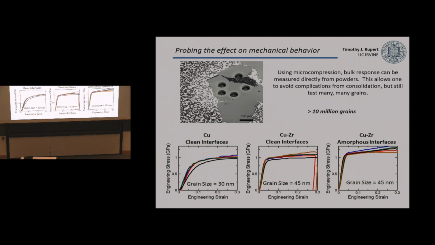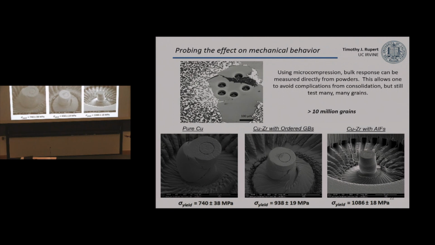What I want to show you to finish off this story is we wanted to prove that this was actually a beneficial feature. So the way we did this is we tested directly on the powder. We made some small-scale compression samples on powders and smushed on these. We could characterize what the stress-strain response in compression looked like, and see that our strength was actually increasing as we went from pure copper to copper zirconium with ordered boundaries to copper zirconium with amorphous intergranular films. We could also get this hand-waving finding that the ones with ordered boundaries crumpled and cracked, while the ones with amorphous intergranular films did not.